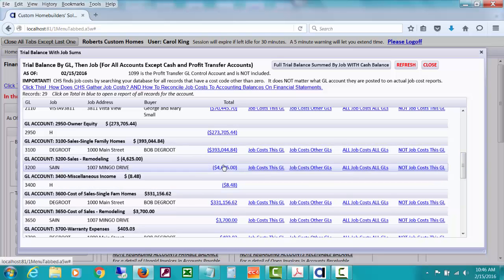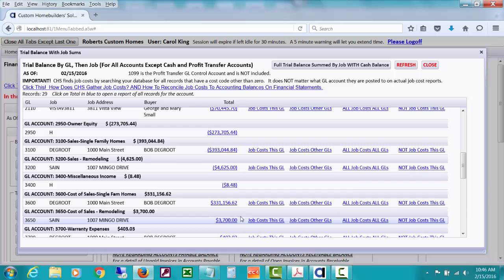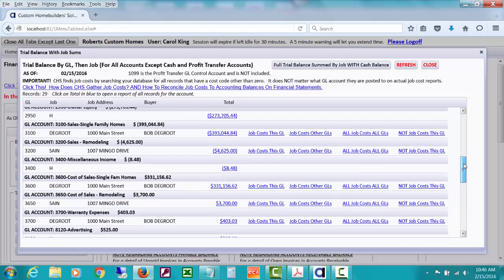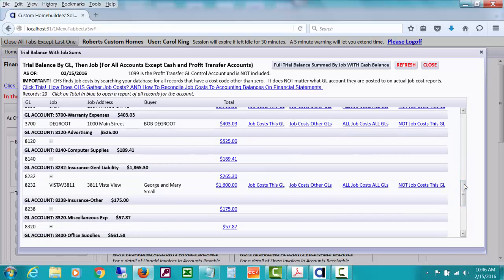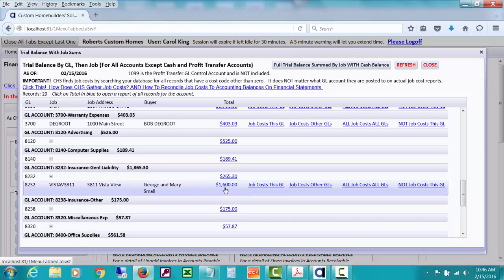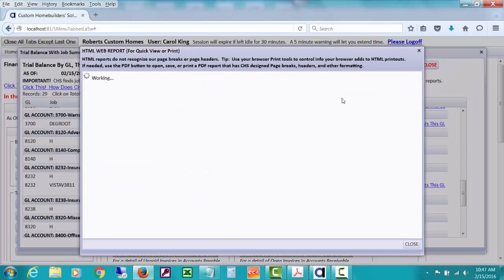We have another little remodeling job going on that we're posting directly to sales remodeling and cost of sales remodeling. But you might have more than one job showing up there. You can see that we did a demo where we were actually posting a job cost to general liability account for a job, so you can see that there's that, and you can print a full trial balance.